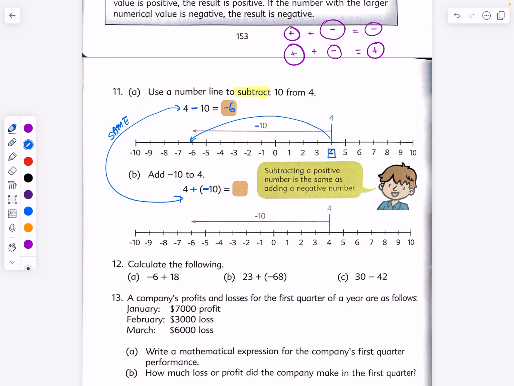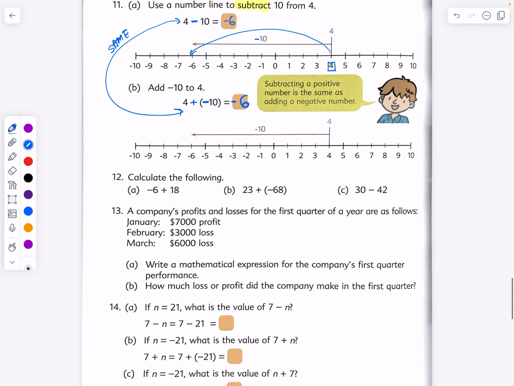4 plus negative 10. The signs are different. Step 1, subtract the numerical values. 10 minus 4, the difference is 6. Is it positive or negative? We're going to take on the sign of the greater numerical value. So whether you use a number line, eventually we will start using the rules. In the next lesson, we're going to practice rules only. You will get better and better at quickly finding your sums and your differences.